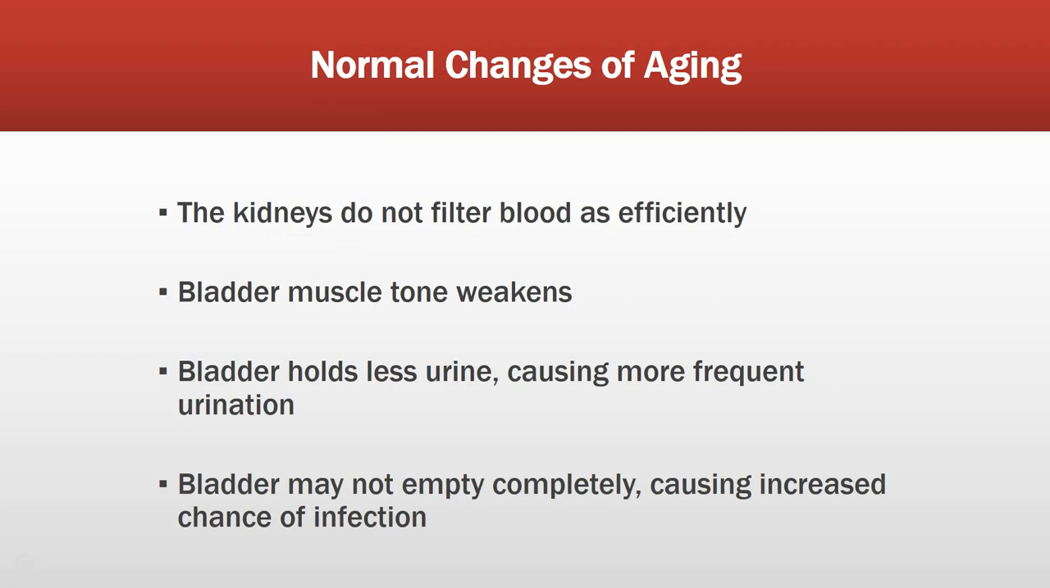Some normal changes that adults may see as they age. The kidneys become less efficient in filtering blood. The bladder tone weakens, causing some periods of urinary incontinence, which means the person wets themselves. As we age, our bladder may hold less urine than before, and the bladder is emptied. This would indicate more frequent need for toileting, including during the night.